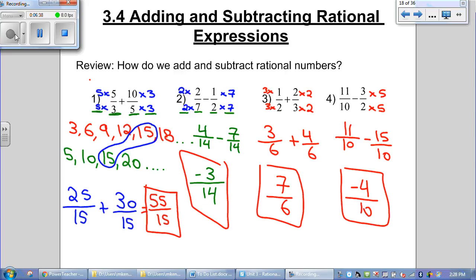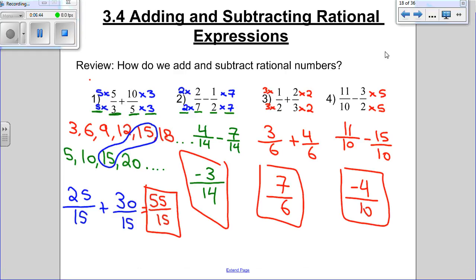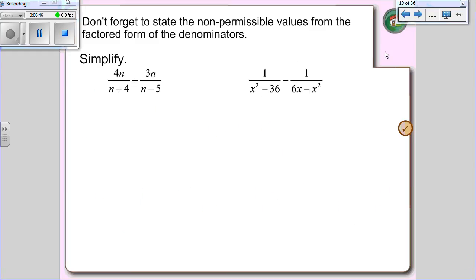All right. Those tricks that we use to do addition and subtraction of numbers is the same trick we're going to use for the addition and subtraction of rationals. Getting the lowest common denominator, the same trick has to apply to get the lowest common denominator for rational expressions when we want to add and subtract them.